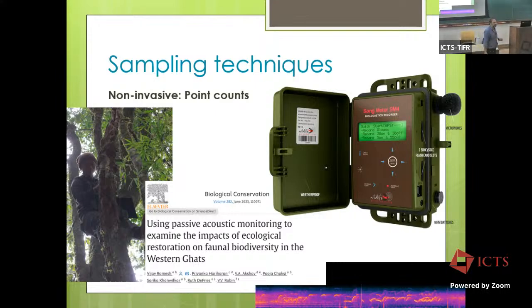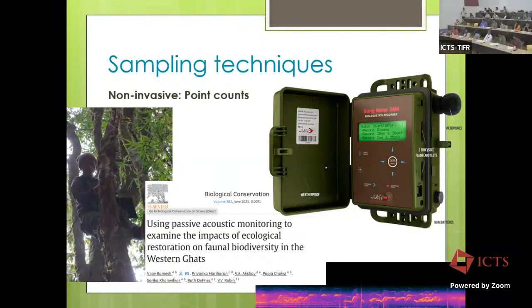Just to add, very recently there's a paper on elephants from Africa, where they're actually able to identify individuals. That's very cool. So this is the new frontier. Absolutely, absolutely.